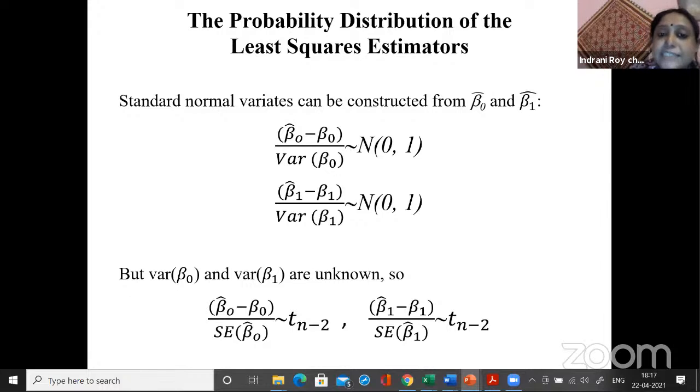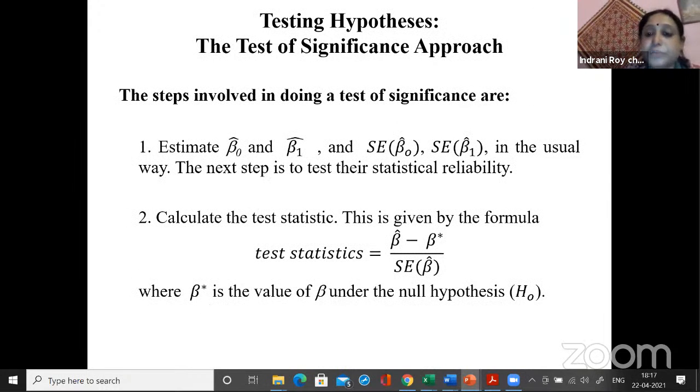For the statistical significance of the regression coefficients, you estimate beta naught hat and beta 1 hat. You also have to estimate the standard error of beta naught hat and beta 1 hat. These standard errors are nothing but the standard deviation when you are dealing with sample observations. I've already explained how you derive beta naught hat and beta 1 hat. Similarly, you can also derive the standard deviation of beta naught hat and of beta 1 hat.